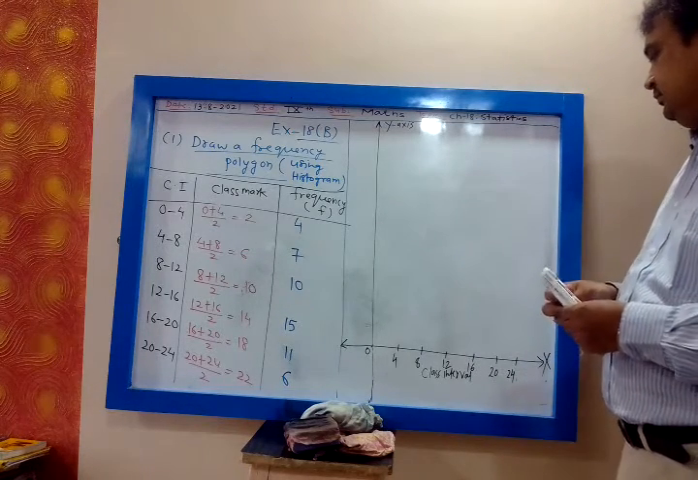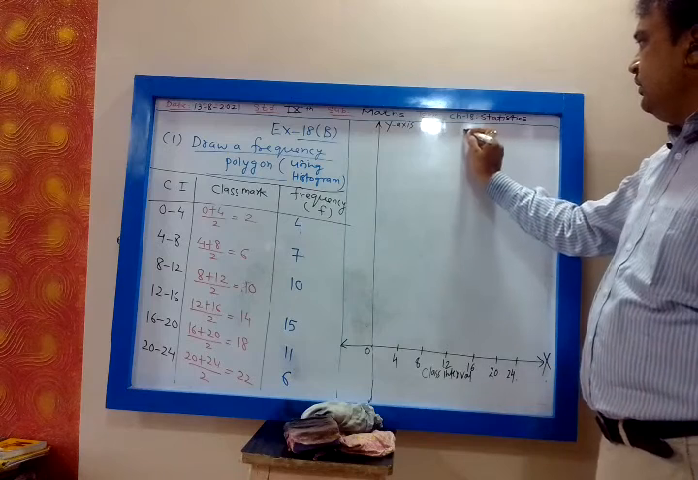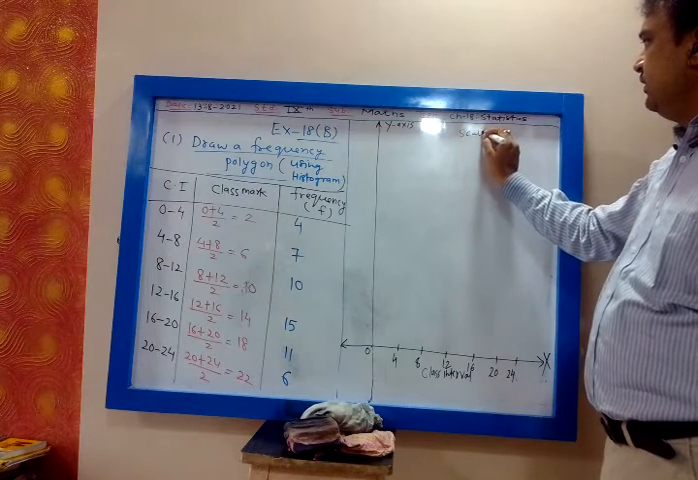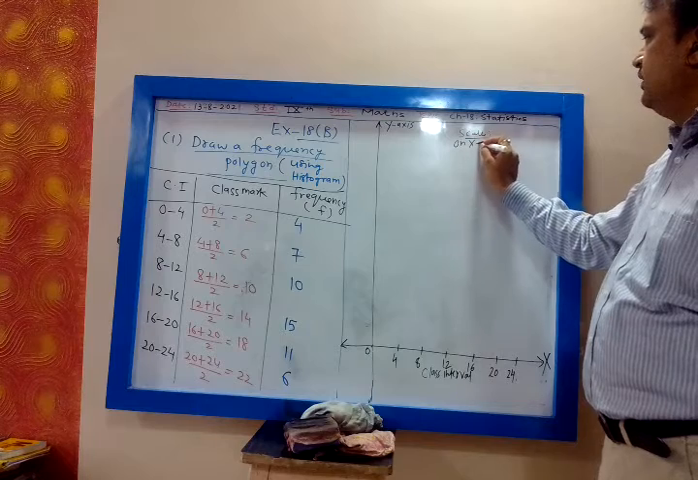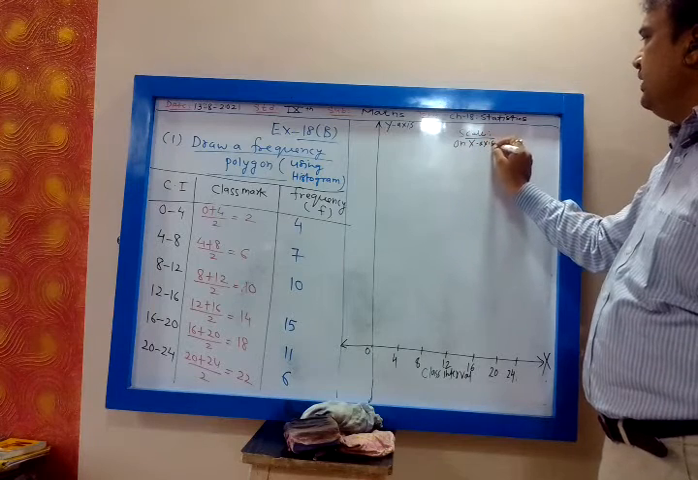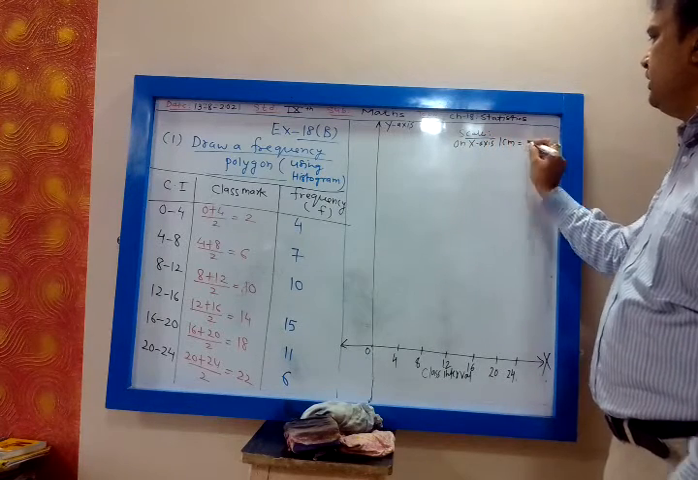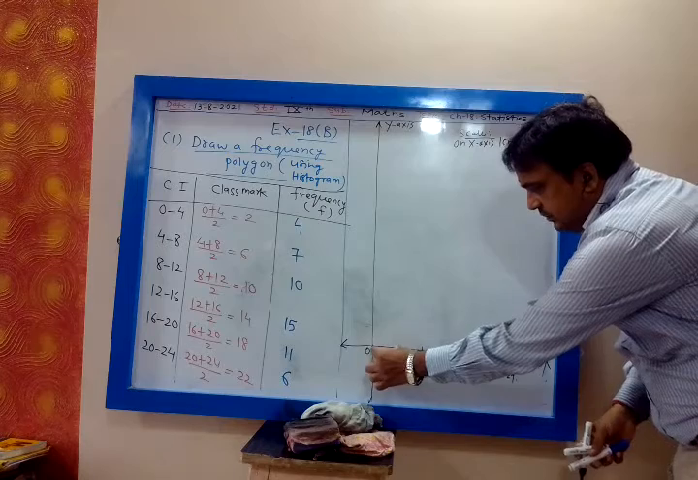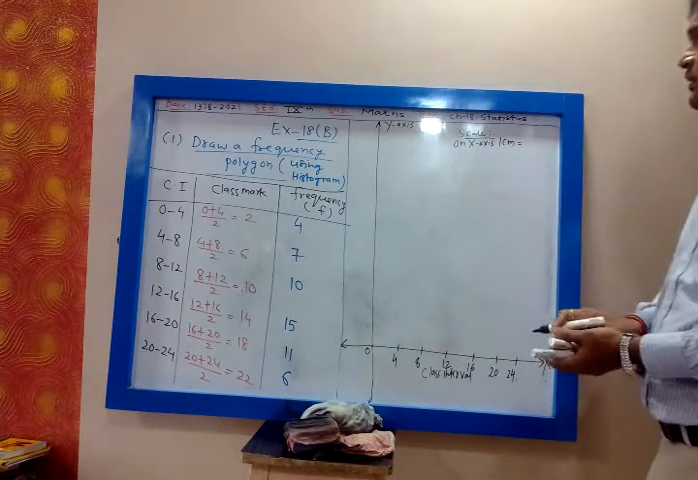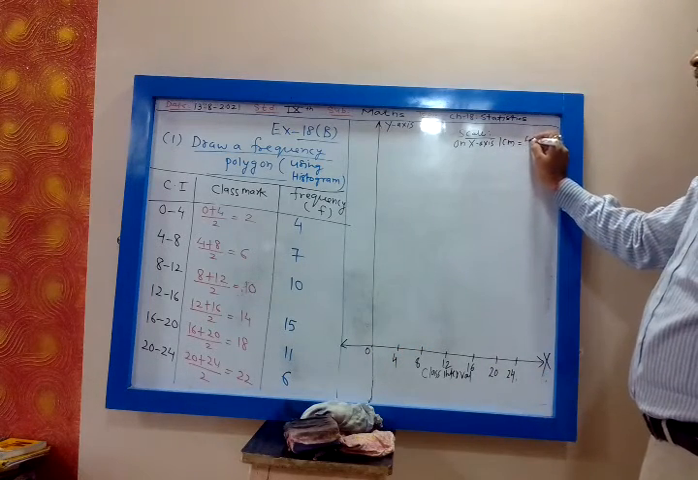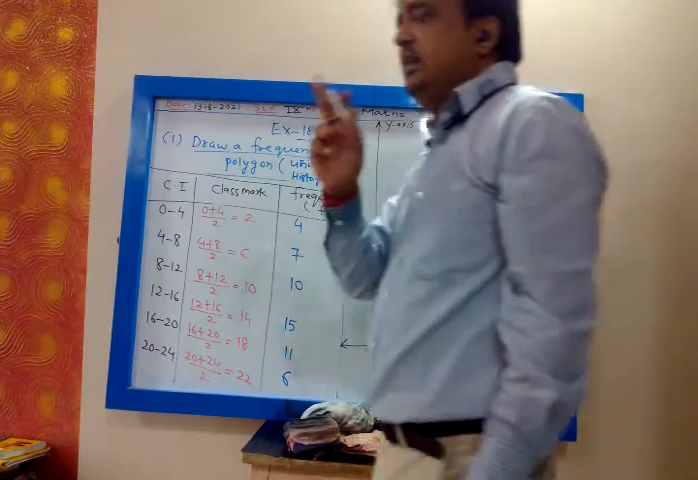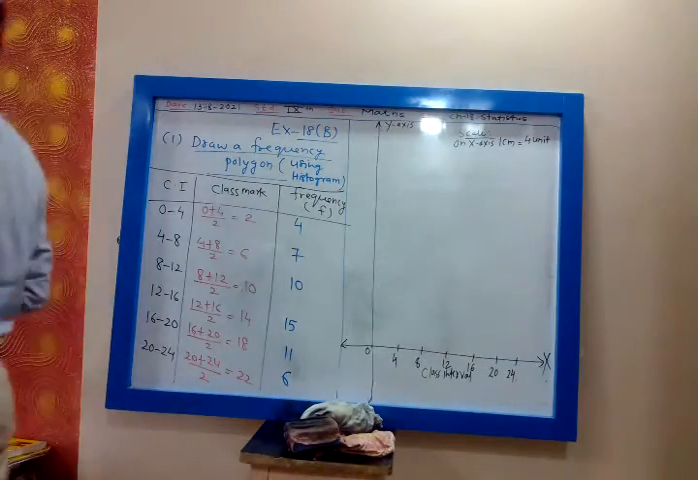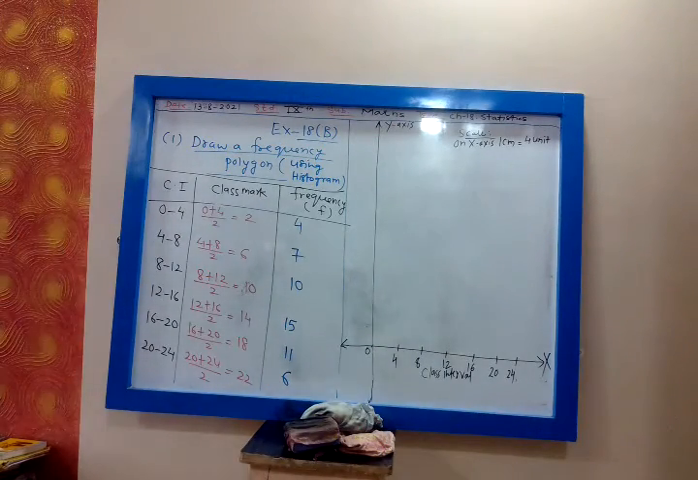Now you have to write down the scale. On the x-axis, 1 centimeter is equal to how many units? 1 centimeter is equal to 4 units. So that scale you have to write. Scale is important; scale carries 1 mark. Always remember: on the x-axis, 1 centimeter is equal to 4 units.